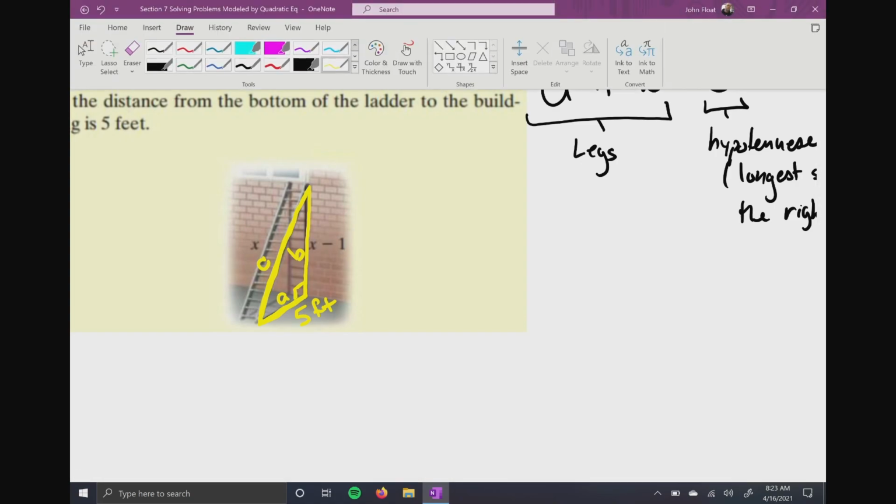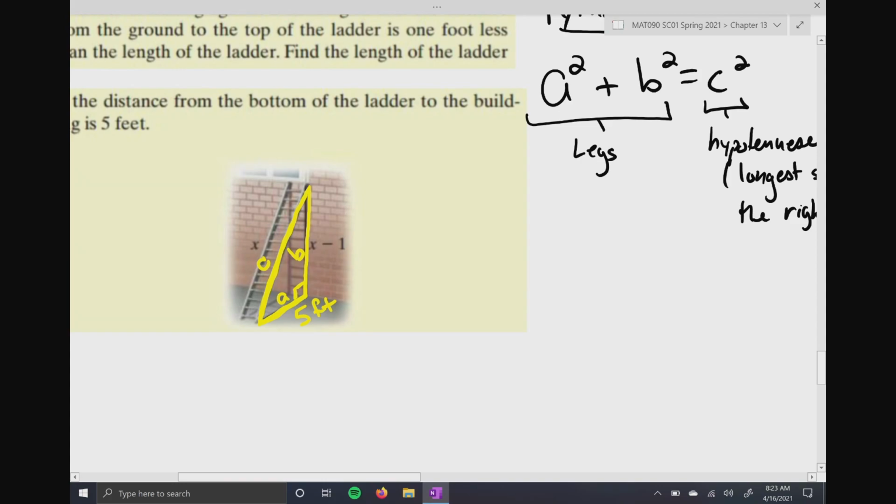Are there any questions so far? Okay, now here's what's nice. They told us the lengths of each one of these sides of the triangle. They said the base is 5 feet. The distance from the bottom of the wall to the top of the ladder is X minus 1. And then they said the ladder itself is X. So what we need to do is make our substitutions. And remember, anytime we make substitutions, we always put them in parentheses. So I'm going to go ahead and make these substitutions here.